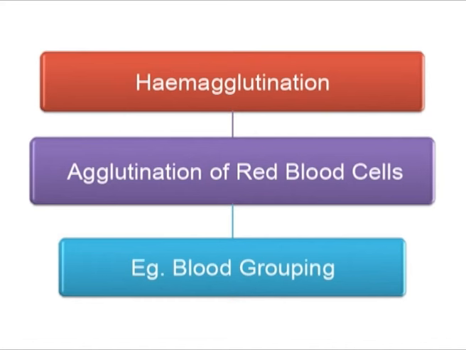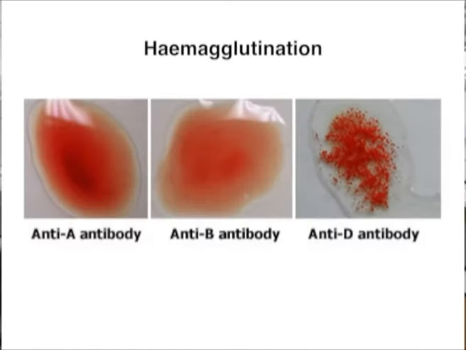Blood grouping is an example of hemagglutination. Blood sample is treated separately with anti-A, anti-B and anti-Rh antibodies. The RBCs carrying antigen A will agglutinate with anti-A antibodies. Those carrying antigen B will agglutinate with anti-B antibodies, and Rh antibodies will agglutinate the RBCs carrying Rh antigens. Presence of Rh antigens is denoted by positive sign and its absence is denoted by a negative sign.